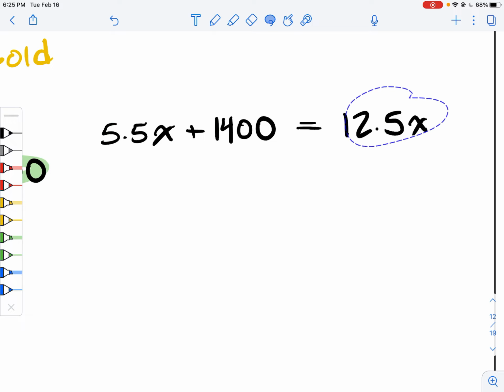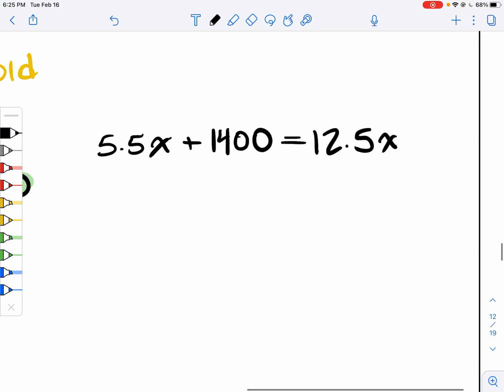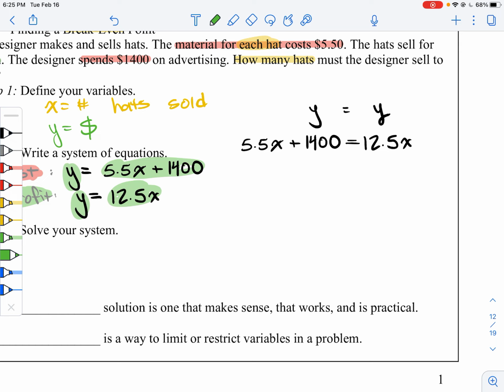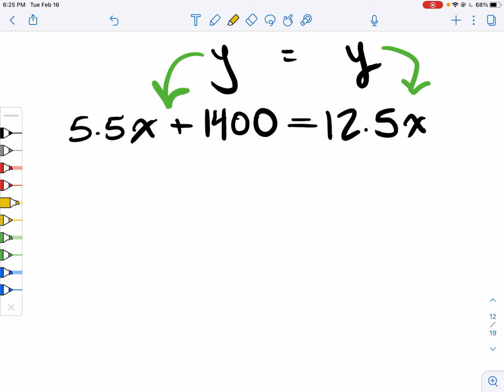Now that I have my one equation up in place, again, this is a representation of Y equals Y. So in our first equation, we know that Y equals 5.5x plus 1,400. That's where this comes from. And then in our second equation, we know Y equals 12.5x. So Y is 12.5x. Y is also that guy. So now we know that they're equal to each other. We can solve for x.